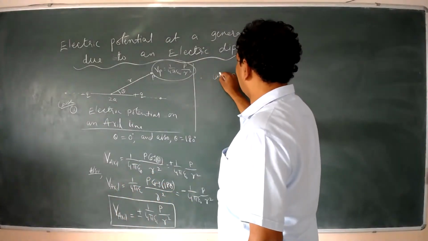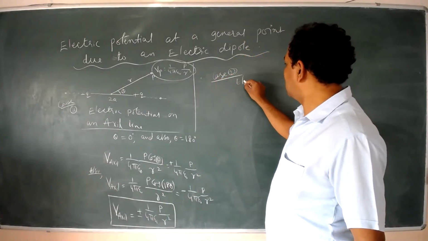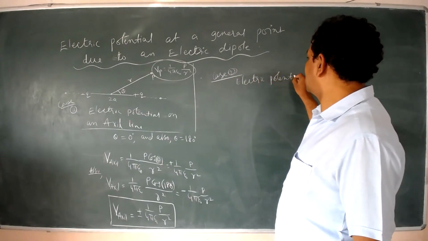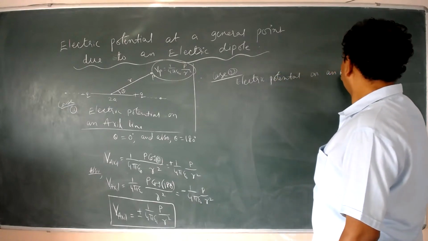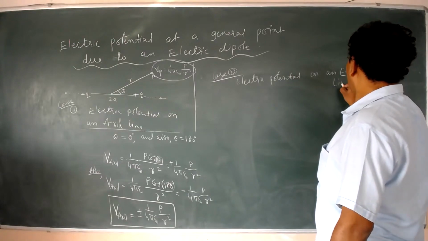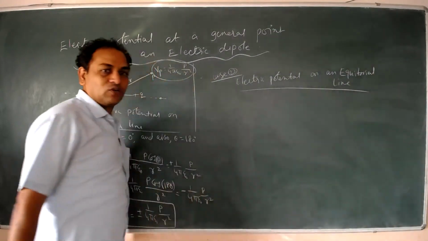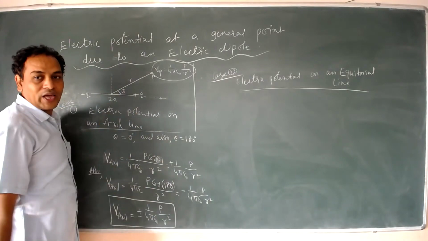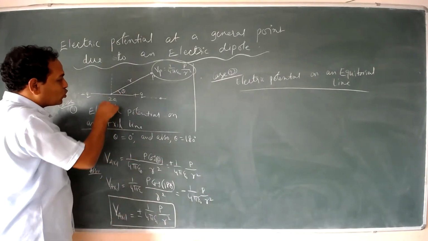Now let us see case 2. Electric potential on an equatorial line. So what is an equatorial line? Equatorial line is the line which is passing through the center of a dipole and perpendicular to its length. So this line is called the equatorial line.